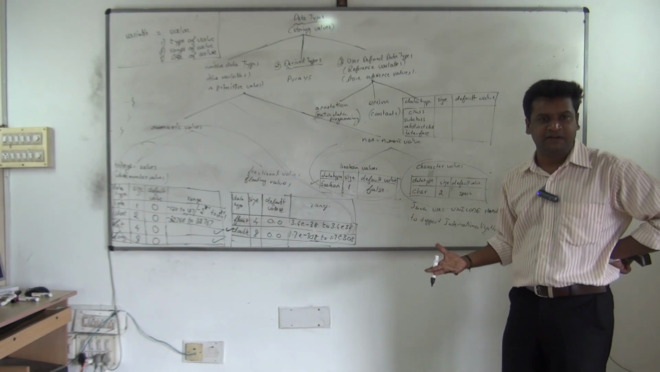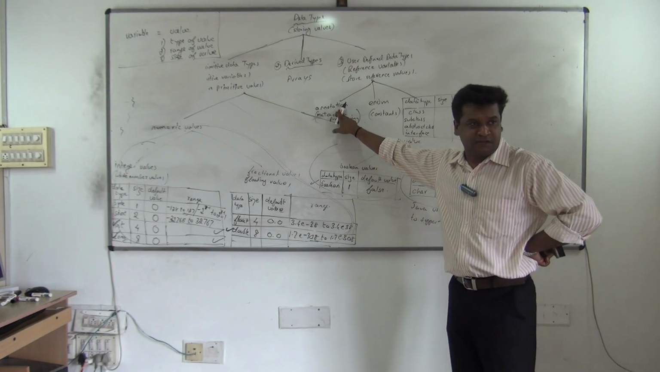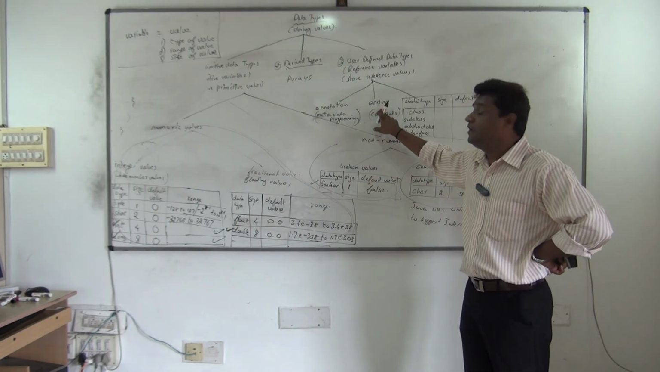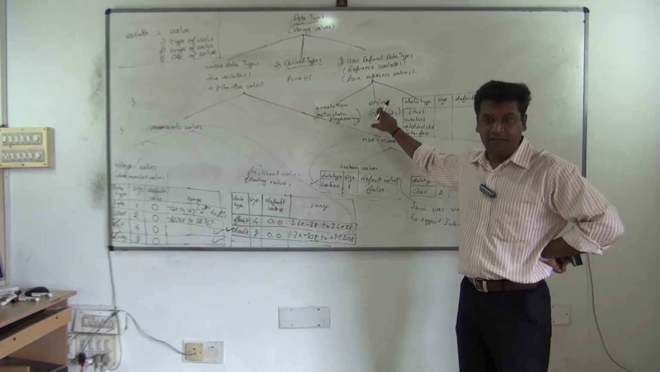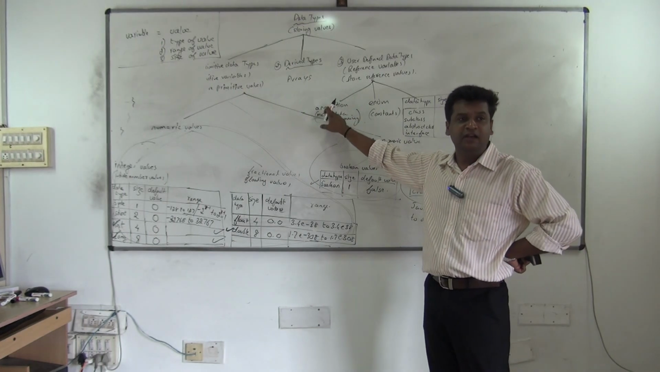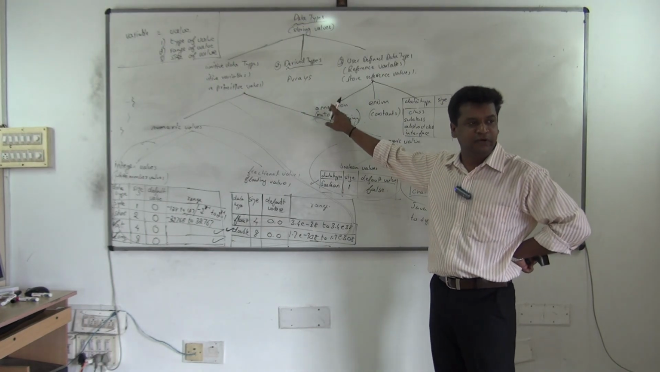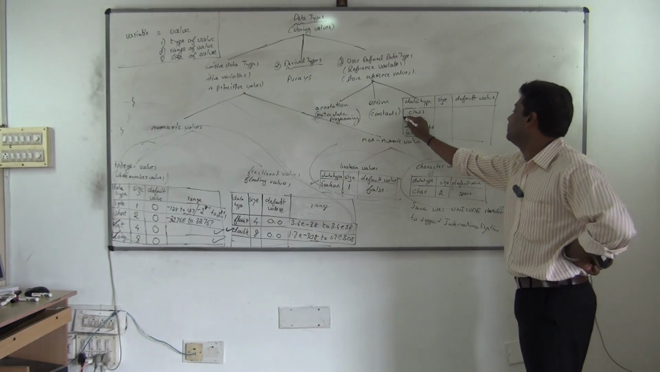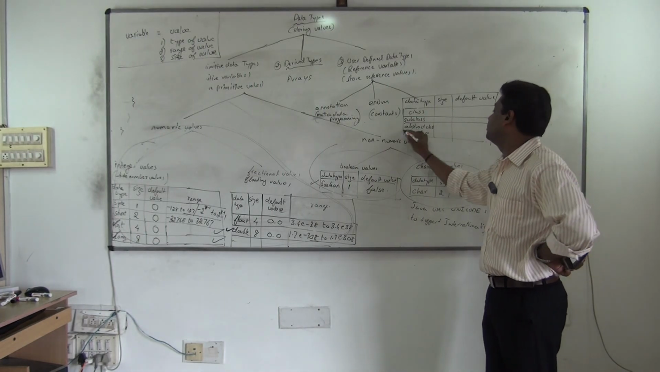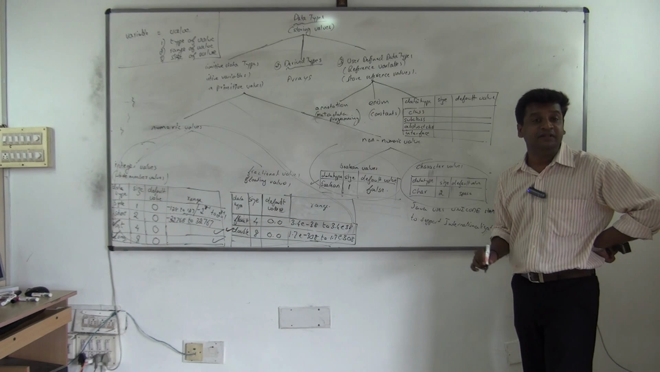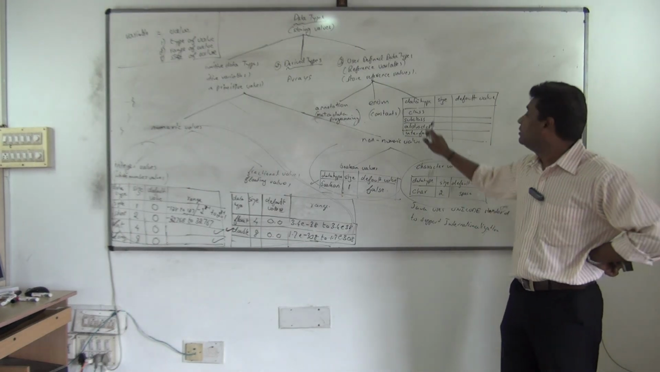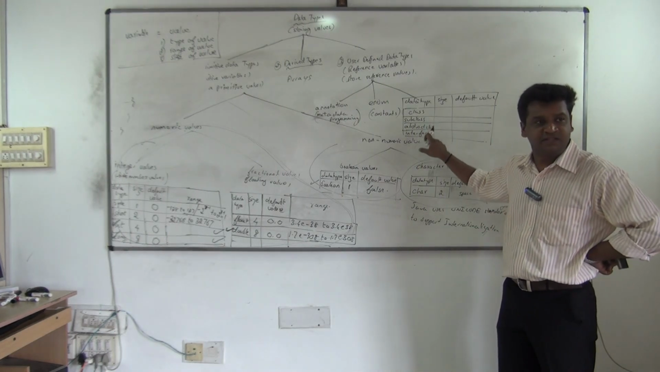Again, I cannot write the table. So one is annotation. Second one is enum: E-N-U-M. Annotation, what is the spelling? A-N-N-O-T-A-T-I-O-N. Annotation, enum. Now, like you have structure, enum, union in C, in Java you have class, subclass, abstract class, interface.